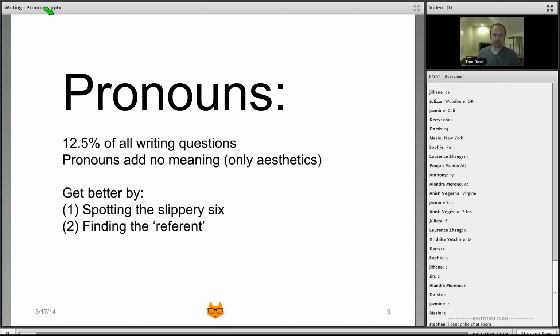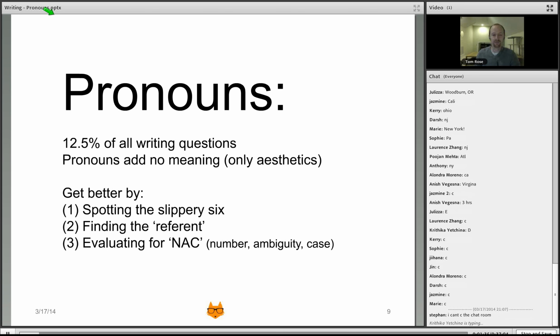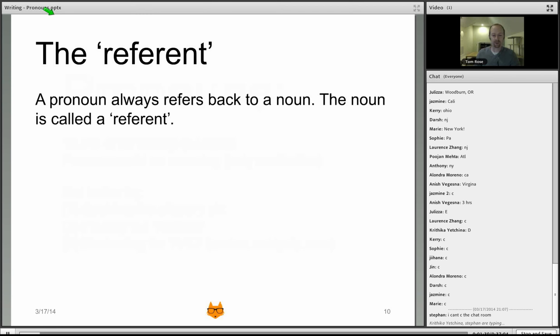2, make sure that you find the referent. The referent is the noun the pronoun refers back to. And 3, evaluate for NAC. NAC stands for number, ambiguity, and case. Those are the 3 commonly misused components of pronouns. And we're going to be coming back to all of these issues in just one moment.